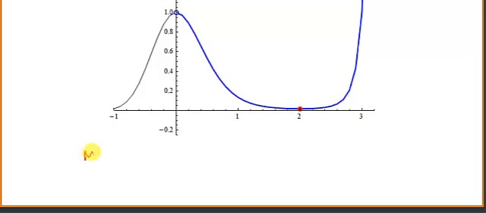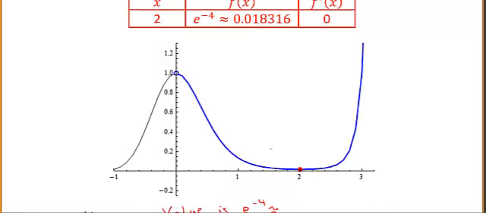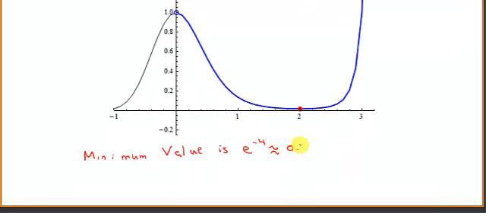So the minimum is e to the negative fourth, which is approximately 0.018, and it occurs at x equals 2.